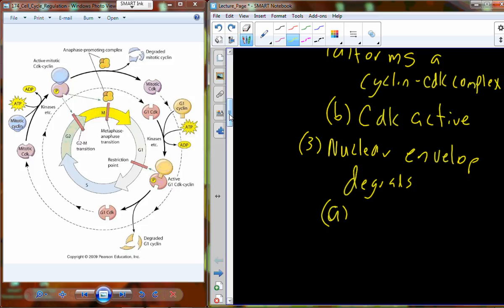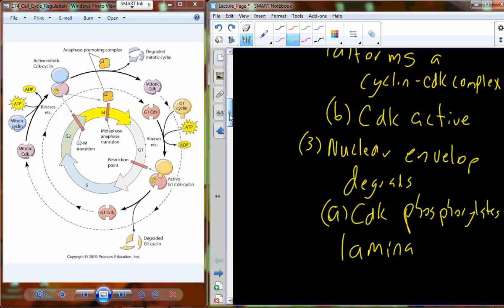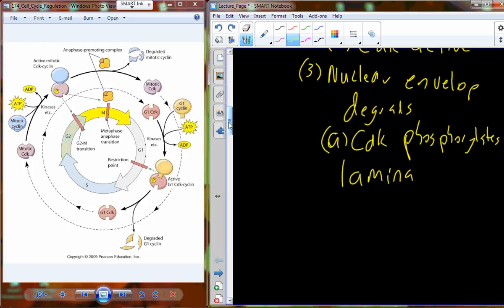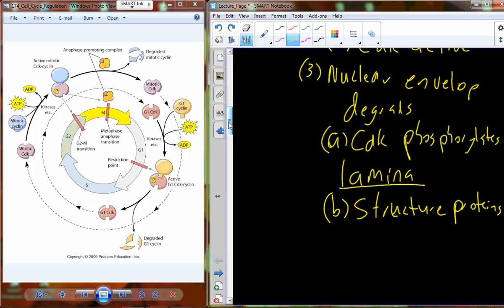So what if I were to phosphorylate laminin molecules? Those laminin molecules would begin to lose their function, or change their shape to change their function, because I'm binding phosphates to them. So in the nuclear envelope, we begin to see that degrade, because that active CDK phosphorylates the lamina containing the laminin that supports the nuclear envelope. So in the lamina, the structural proteins, including laminin, are what are actually being phosphorylated by the active CDK.